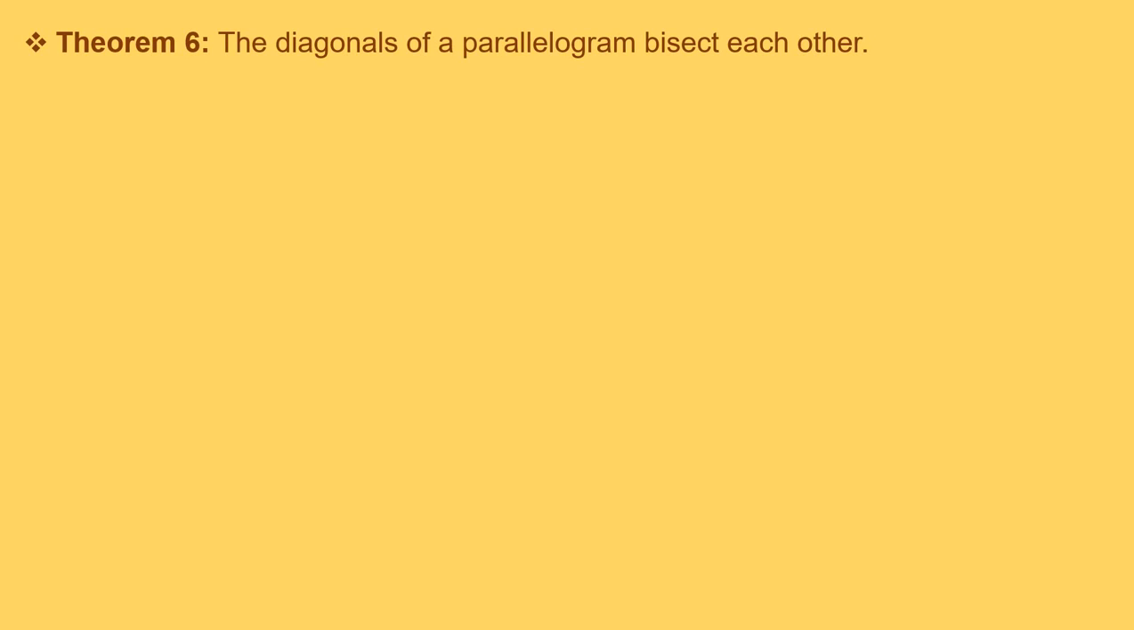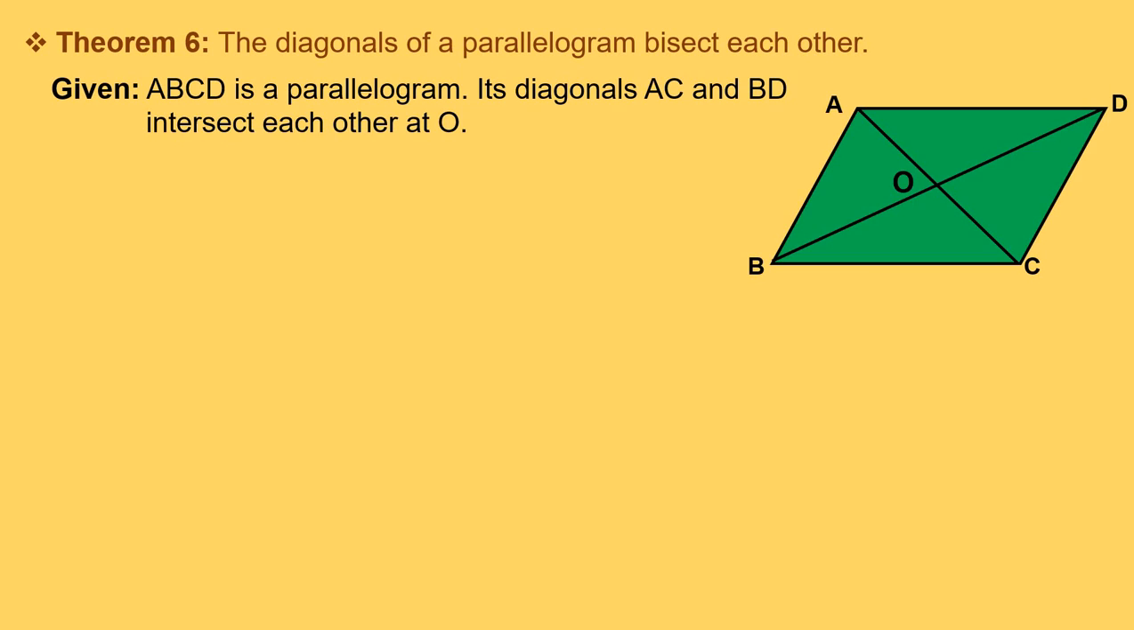Theorem 6. The diagonals of a parallelogram bisect each other. Given ABCD is a parallelogram, its diagonals AC and BD intersect each other at O. To prove OA is equal to OC and OD is equal to OB. Proof. Since ABCD is a parallelogram, AB is parallel to CD and AD is parallel to BC.